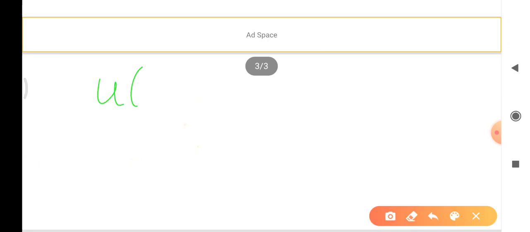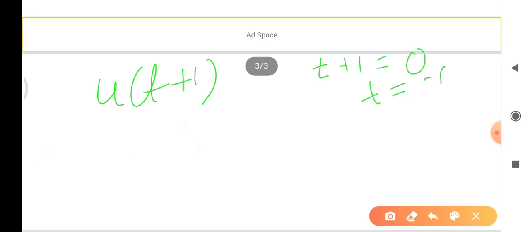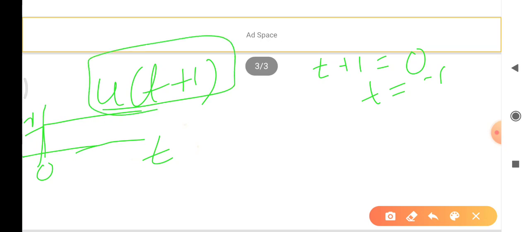Okay, u of t plus 1 signal. What we have to do is set t plus 1 equal to 0, then t equals minus 1. Though u of t is how much? u of t was 1 at 0 and it continued from there, right? What about u of t plus 1? It means t has to start from minus 1. It is the advanced signal. The signal has to start from minus 1.